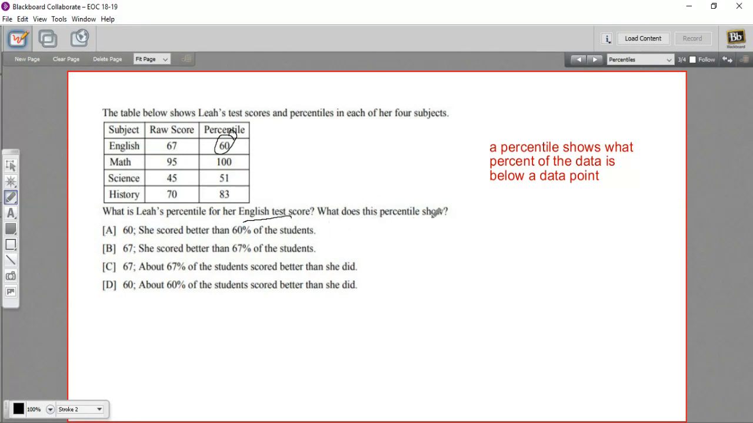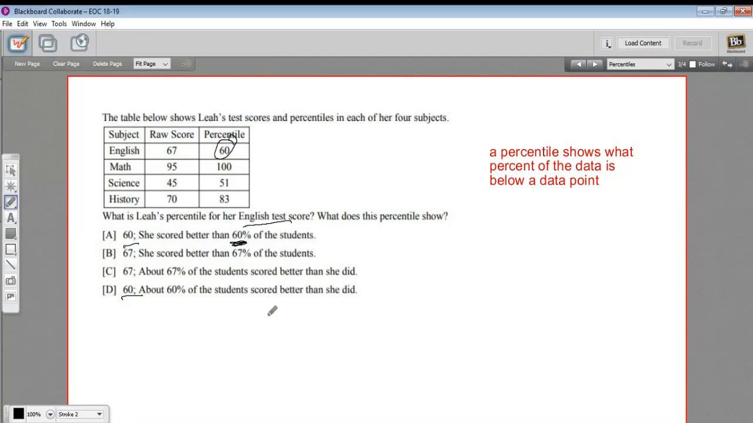Then it says, what does this percentile show? And of the choices that have 60 here, here and here, the first one says she scored better than 60% of the students, and the second one shows that 60% of the students scored better than she did. And you should know this shows she scored better than 60% of the students. The 60 here means 60% of the data, 60% of those test takers are lower than she is.